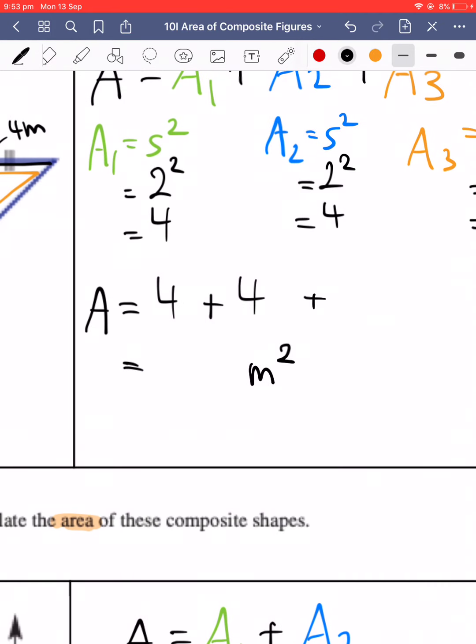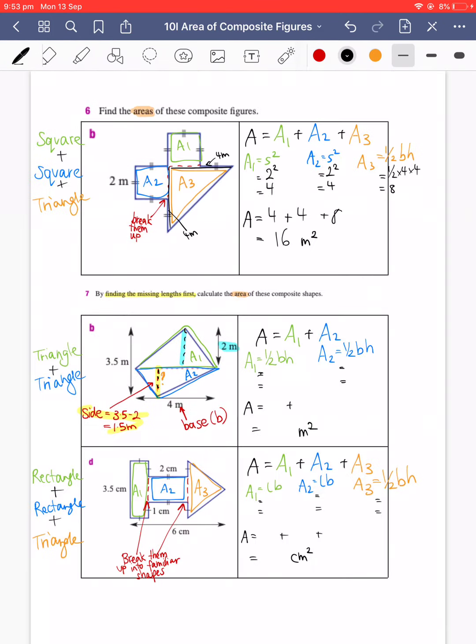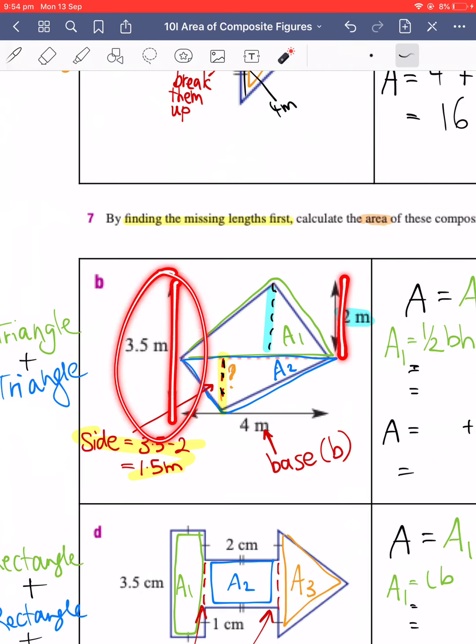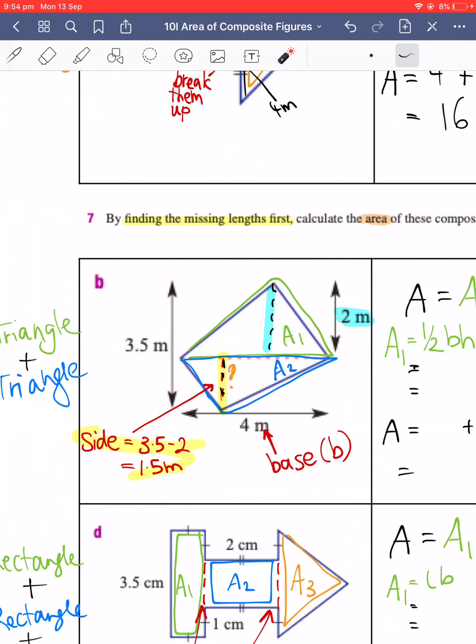So I add that together as well. So 8 plus 8 essentially, which gives me 16, and that is in meters squared. Next one, find the missing length first. So first thing I see, because it's all chopped up, I have one triangle and I have another triangle. So I have this height because it's over here, but I don't have this side. I do have this number and this number. So if I take the larger one and get the smaller one away from it, I will actually find the length of that particular length that I need to work with.